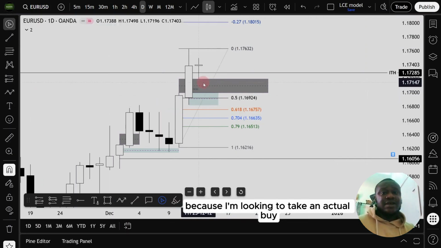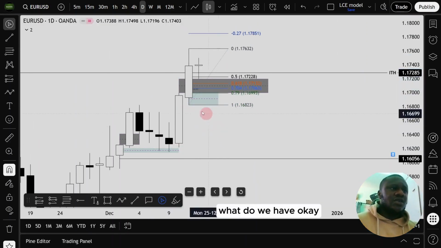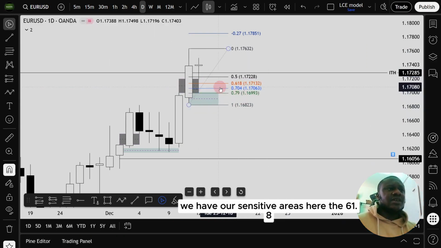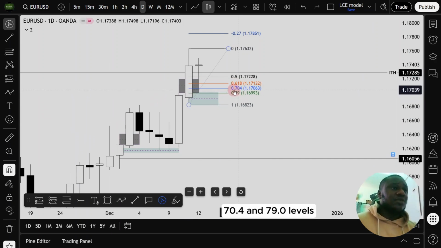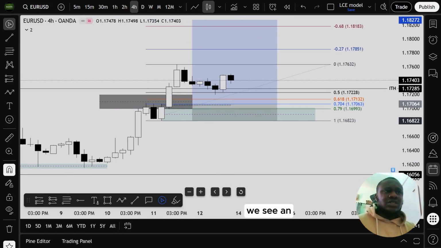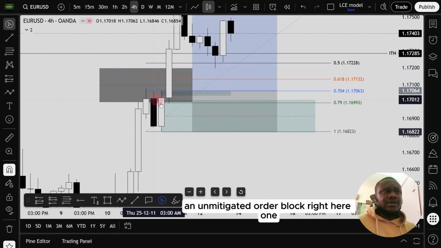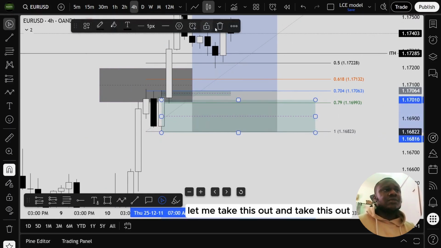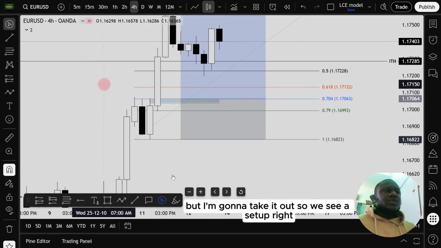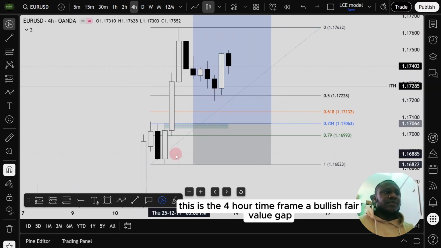Because I'm looking to take an actual buy from this fair value gap if price provides the retracement. What do we have? As you can see, we have our sensitive areas here, the 61.8, 70.4 and 79.0 levels. When we drop down to the 4-hour time frame, what do we see? We see an unmitigated order block right here. Let me check this out and take this out. This is the fair value gap from the daily time frame. So we see a setup, a bullish setup. This is the 4-hour time frame, a bullish fair value gap.